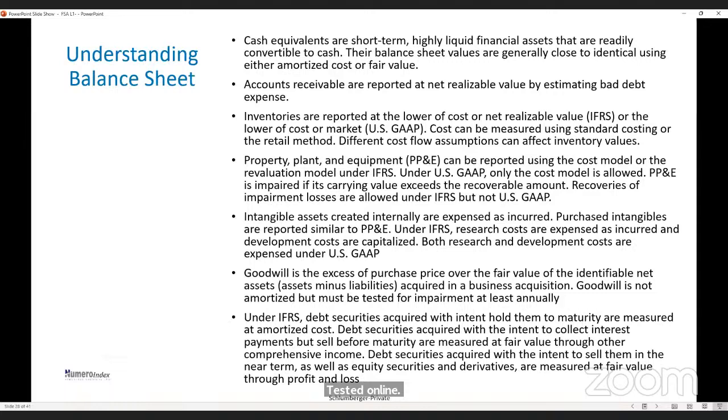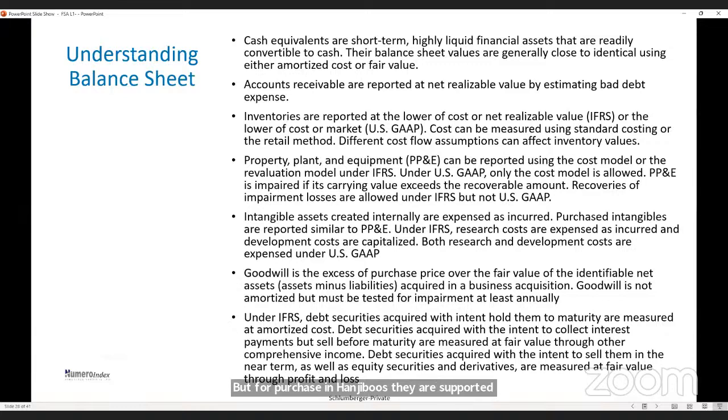And PPE is impaired if its carrying value exceeds its recoverable amount. Reversals of impairment losses are allowed under IFRS, but not allowed under US GAAP. You know your recoverable amount is the higher of fair value less cost to sell and value in use for IFRS. Your intangible assets that are created internally are expensed as incurred. But for purchased intangibles, they are reported similarly to PPE.